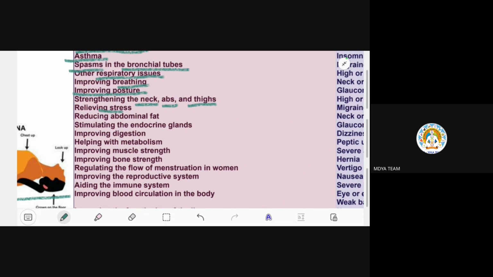Relieving stress, reducing abdominal fat, good for people who have belly fat, especially for mothers who have just delivered a baby, not within the first 3 months. After that, they can do this, again depending on the condition. Stimulating the endocrine glands, helpful for those facing hormonal problems. There are women suffering from cysts, and they are extremely disturbed because of their hormonal problem. You can guide them. Improving digestion, metabolism, muscle strength, bone strength.